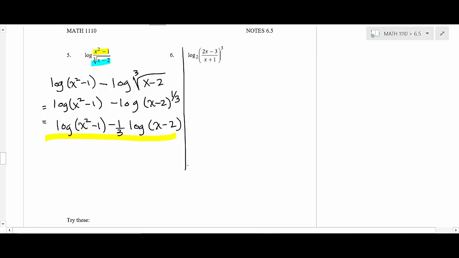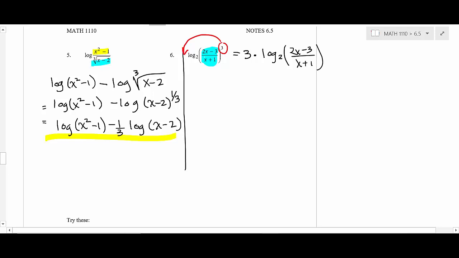We're still trying to use all these properties. What you got to see on this one is you have one big function to a power. So you have to start this problem this way. Well, you have a log of something to the third. The 3 comes down in front of the log. You can't start this problem any other way. So that's going to come down. You'll have 3 times log base 2 of 2x minus 3 over x plus 1.